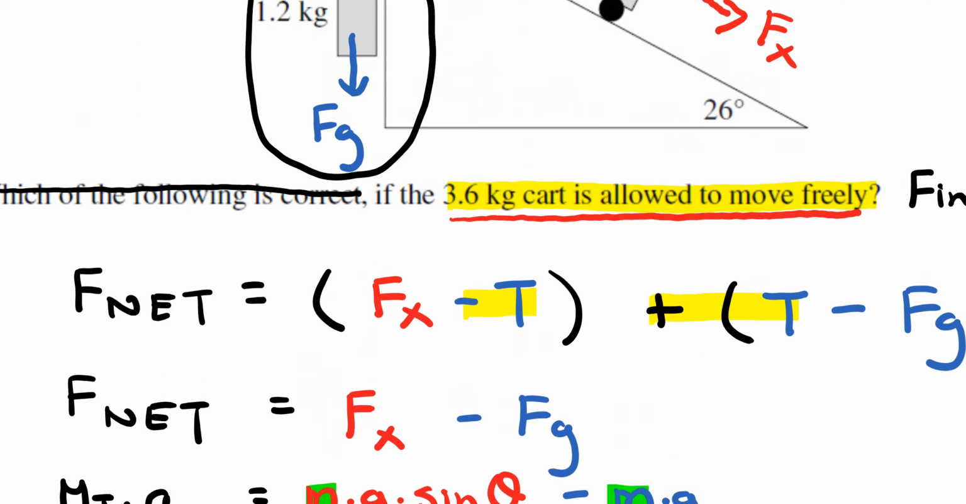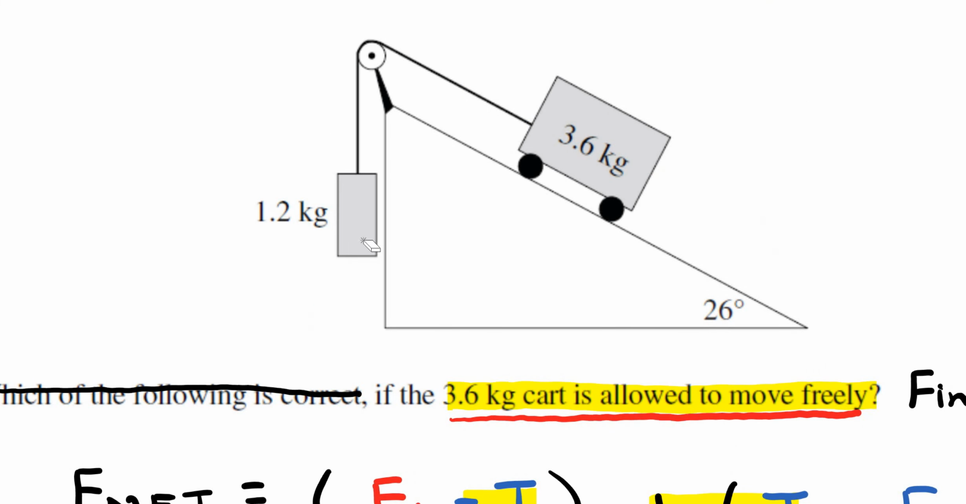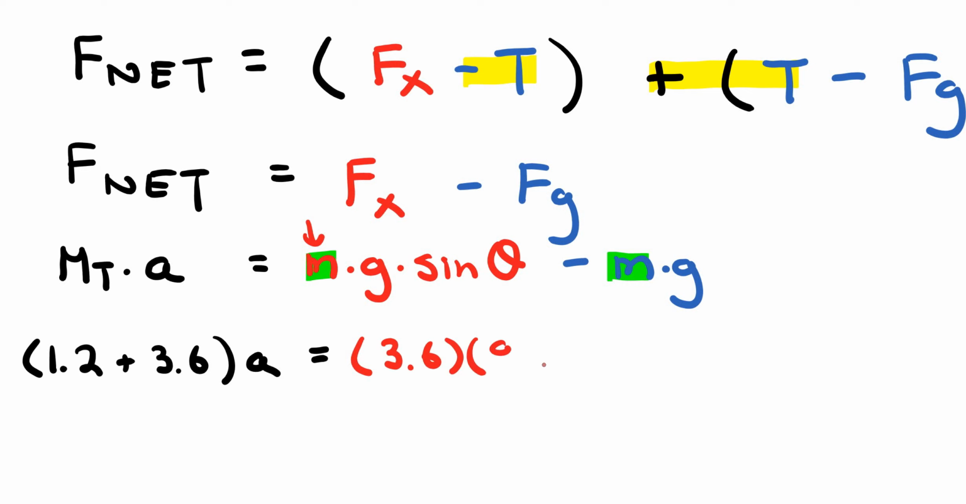Let's go back to our diagram and erase all the forces now. The total mass is 1.2 plus 3.6, and I multiply that by my acceleration, which equals mg sine theta. This mass is the mass of the cart, which is 3.6, times the acceleration due to gravity, 9.80, multiplied by the sine of the angle, sine 26 degrees.